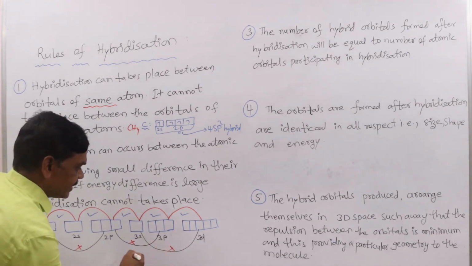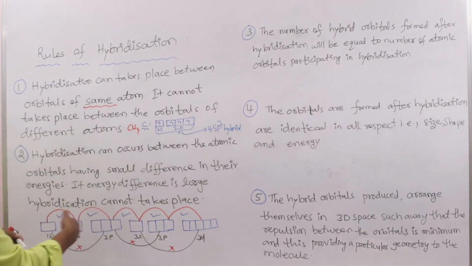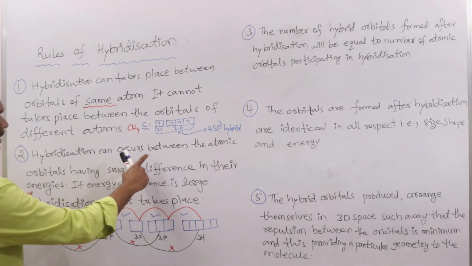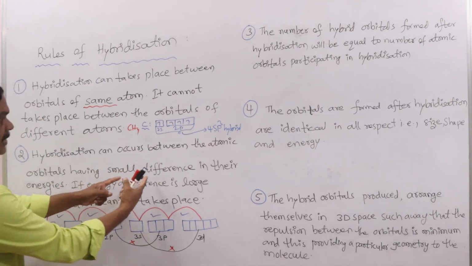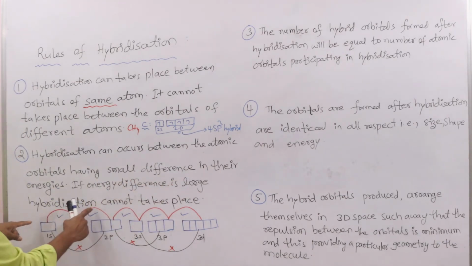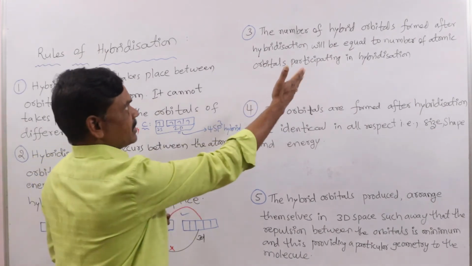In these cases the energy difference is more. This is the second point: hybridization can occur between the atomic orbitals having small difference in their energies. If the energy difference is large, hybridization cannot take place. Now the third point.